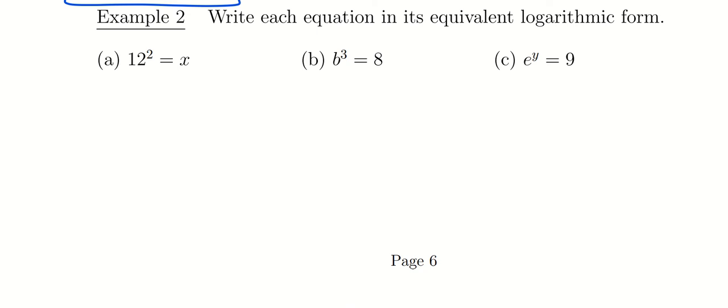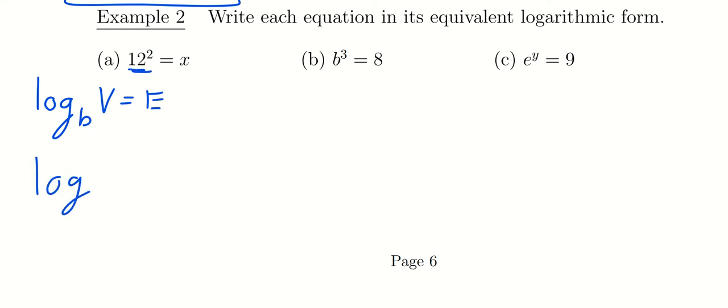Let's now do the same thing, and write each exponential equation in logarithmic form. Again, there are three key pieces. It's always the log of the base, the value is on the inside, and the exponent is on the other side of the equal sign. Let's begin by identifying the base. This is base 12, so it's going to be log base 12. The value is the thing on the other side of the equation, so log base 12 of x equals the exponent, which in this case is 2.